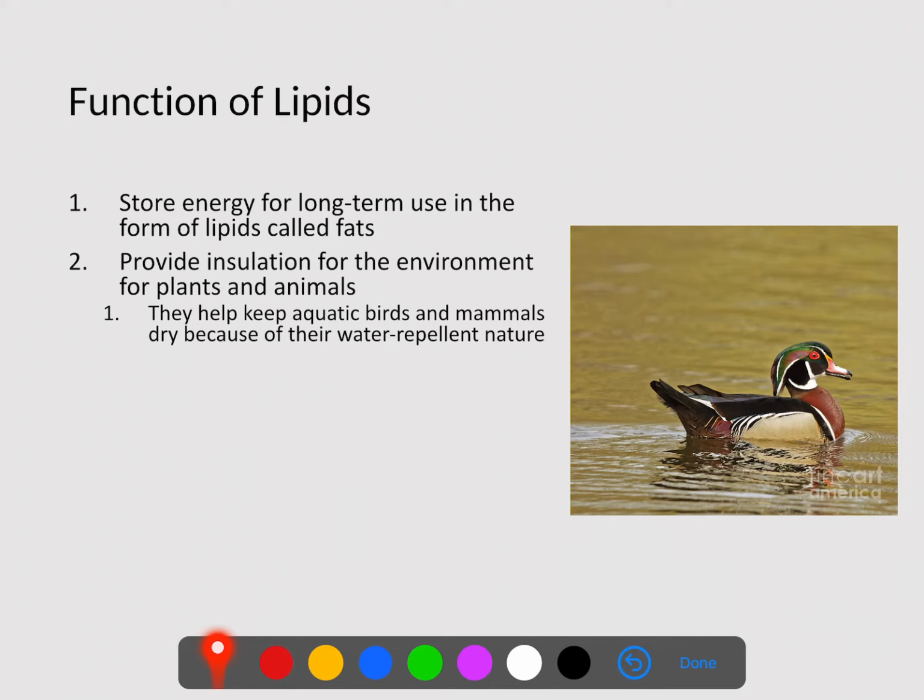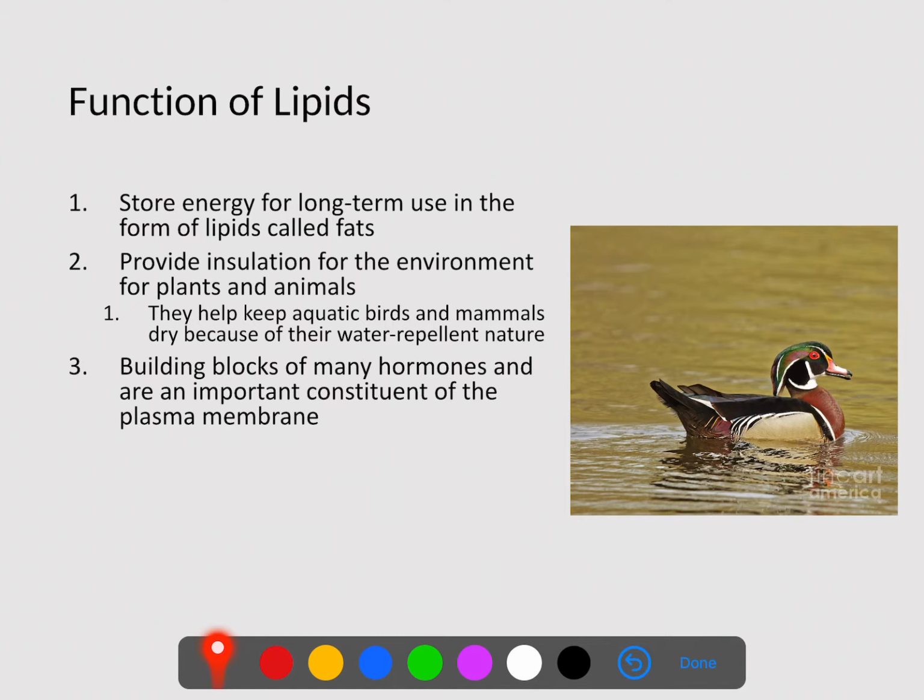Now, it also provides insulation for the environment for plants and animals. So when it's really cold, fat actually holds heat very well. They help keep aquatic birds and mammals dry because of their water repellent as well. Lipids are also the building blocks of many hormones and are an important constituent of the plasma membrane. So in a cell that you have, there's that outside covering of the cell. That outside covering is actually made of lipids called phospholipids. And what happens is it prevents water from just flowing in there and flooding the cell.